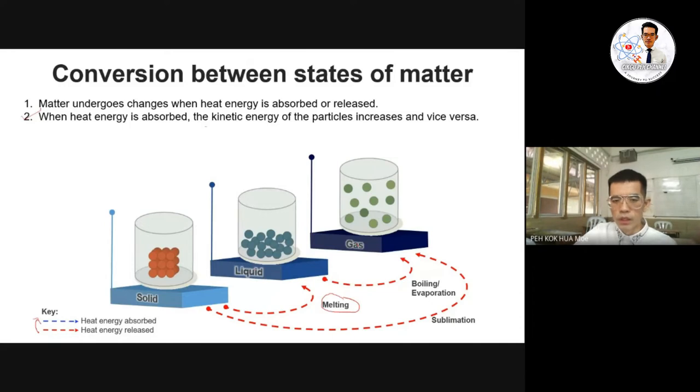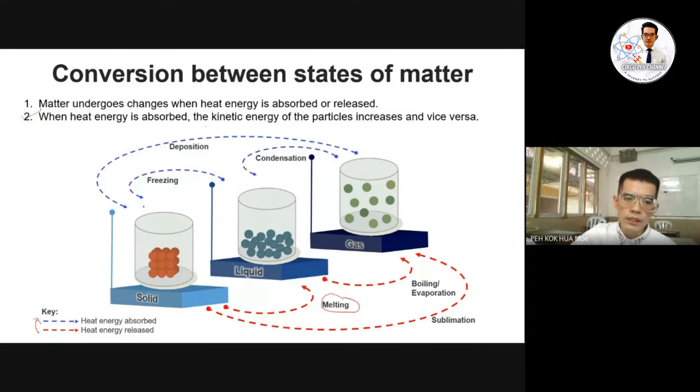So the blue dashed line indicates the heat energy released. We have gas changing to liquid in the process of condensation, liquid to solid will be the freezing process, and gas straight away becoming solid. The process mentioned here is deposition, but actually it can also be called sublimation.